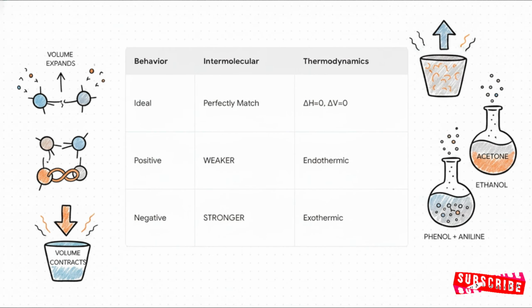Here, the A-B forces are weak, energy gets absorbed, the whole volume expands, and molecules escape really easily. Think ethanol and acetone. Now contrast that with the negative deviation, the love mixture. Here, substances like phenol and aniline form much stronger bonds together than they ever did apart. The reaction releases heat, it contracts in volume, and it firmly traps the molecules together.